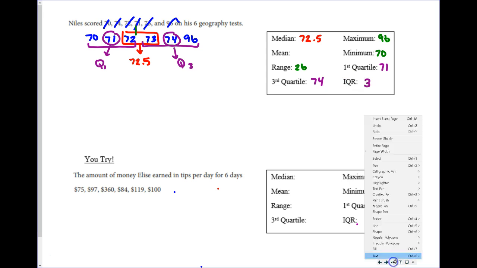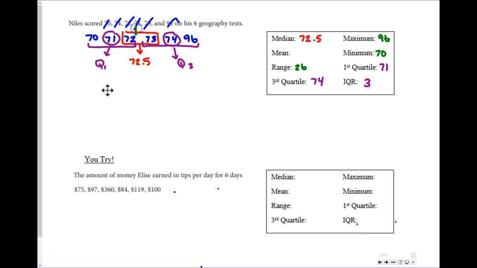And now the next thing we just added to this was finding the average. So you're going to add them all up. 70 plus 71 plus 72 plus 73 plus 74 plus 96. Now, you don't have to write all this down. When you calculate the mean, just plug it in your calculator. When you plug all of this into your calculator, you do get 76. So 76 is my mean.